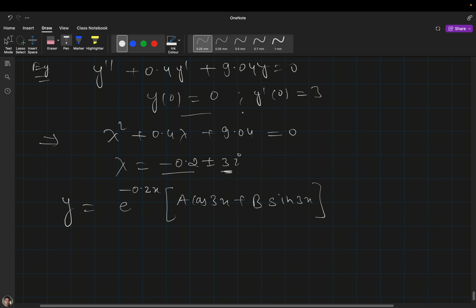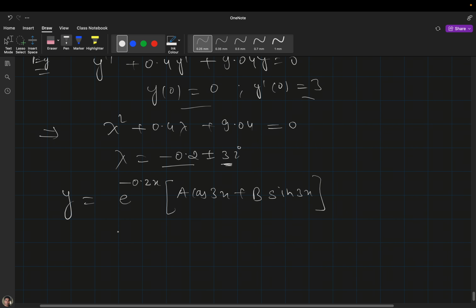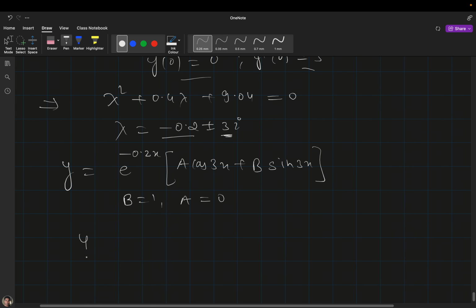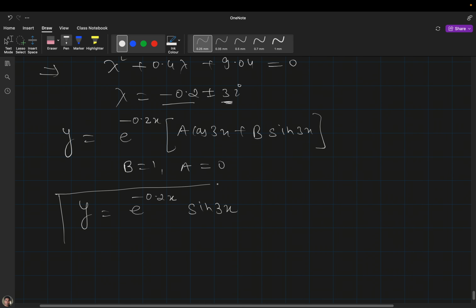Now I will use these two boundary conditions. When you substitute these boundary conditions, you will get b equal to 1 and a equal to 0. So the solution will be something like this. This is the particular solution of this initial value problem.